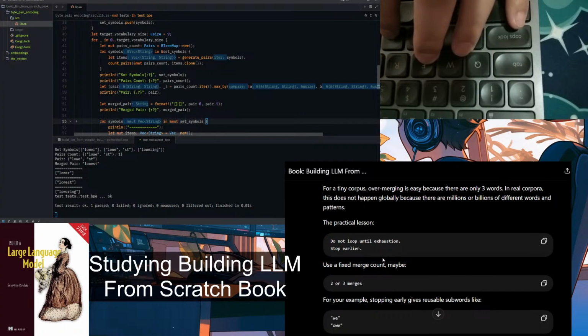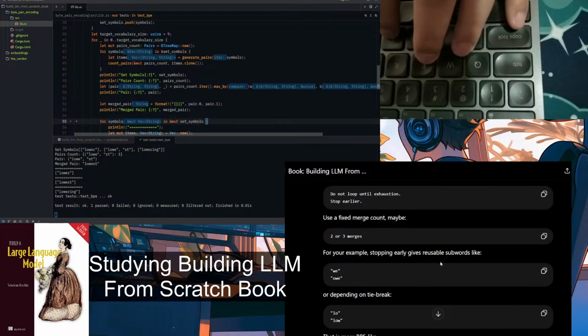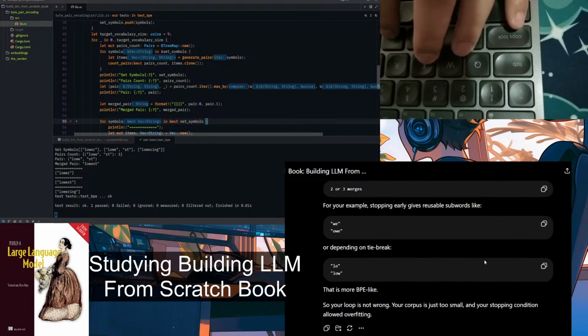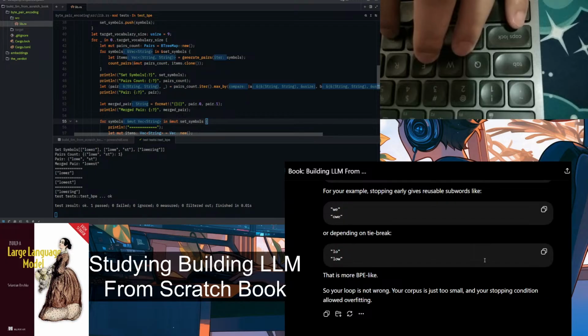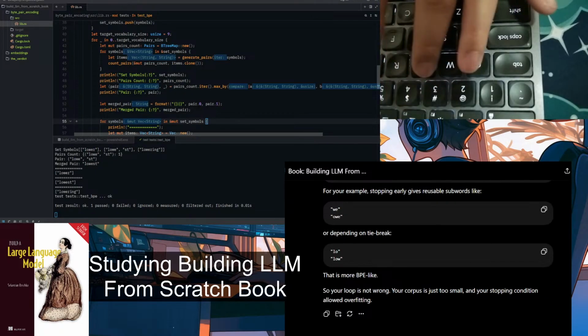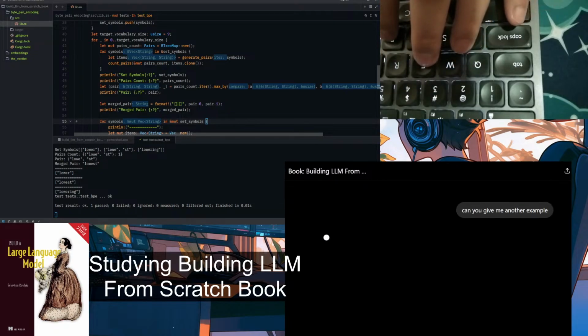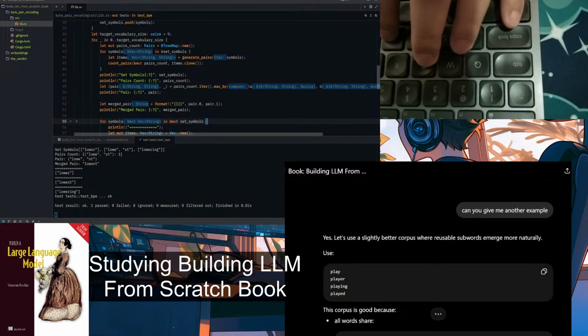The practice lesson: do not loop until exhaustion. Stop earlier. Use a fixed merge count, maybe 2 to 3 merges. For your example, stopping the loop early gives you reusable subwords like "we" or "them". Can you give me another example? That's why it's more recommended to have a target vocabulary size than exhausting the pairs.